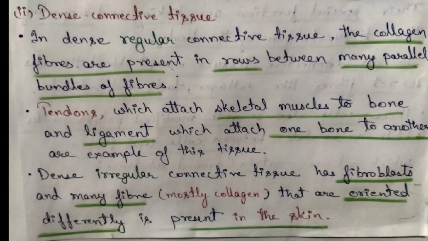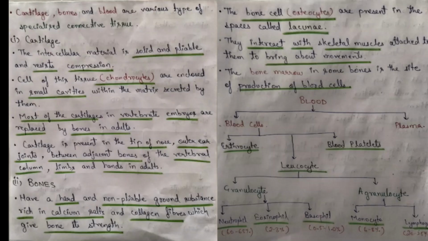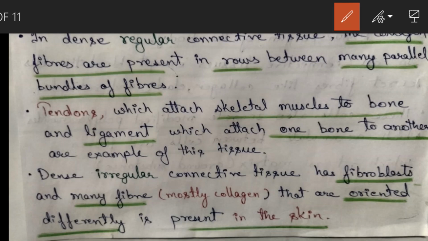In dense regular connective tissue, the collagen fibers are present in rows between many parallel bundles of fibers, meaning there is an organization present. Examples of dense regular connective tissue are tendon, which attaches skeletal muscle to bone, and ligament, which attaches one bone to another bone.